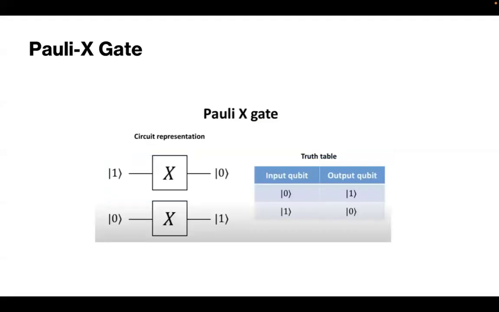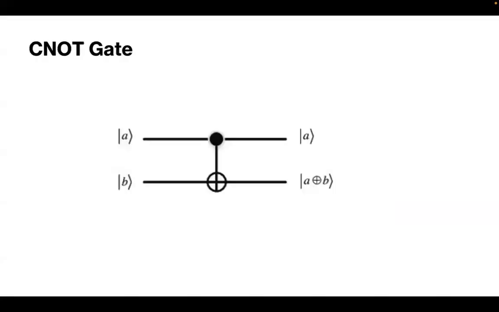The Pauli X gate flips the state of a qubit, turning 0 to 1 and 1 to 0, just like a classical NOT gate. Another is the CNOT or controlled NOT gate, which can create entanglement between qubits, something we will talk about shortly. So we can build quantum circuits by combining these gates.